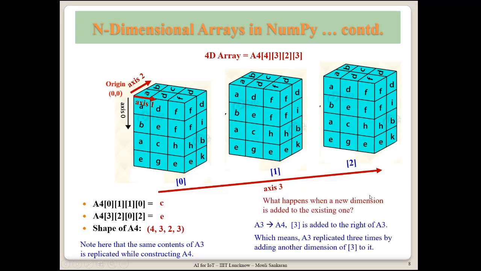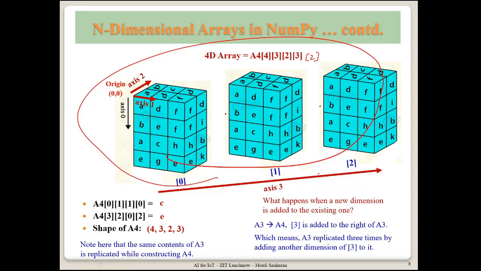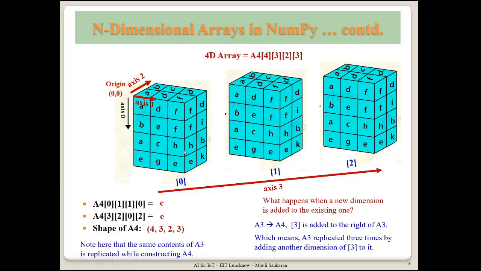So what happens when a new dimension is added to the existing one? Suppose I add one more dimension here, what exactly will happen? The whole thing is going to be taken and replicated one more time. That's all. That is how the expansion happens. Which means A3 is replicated 3 times by adding another dimension of 3 to it. Okay, the A3 to A4 transition happened this way. A4 to A5 will also happen similar to that. I hope this is clear to you.